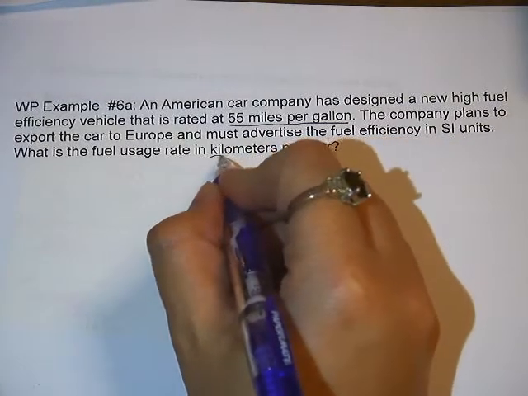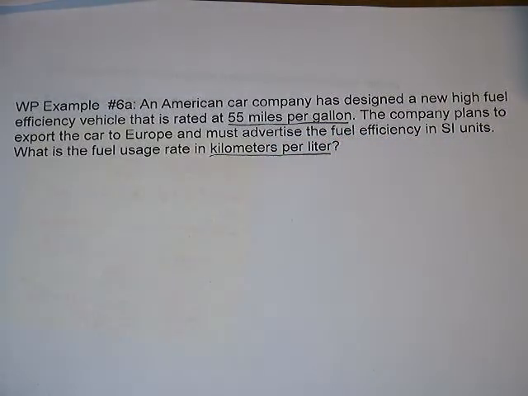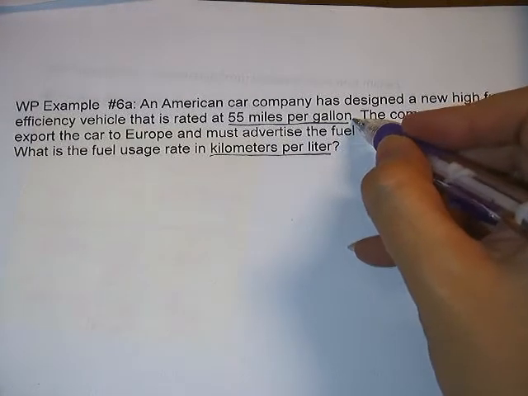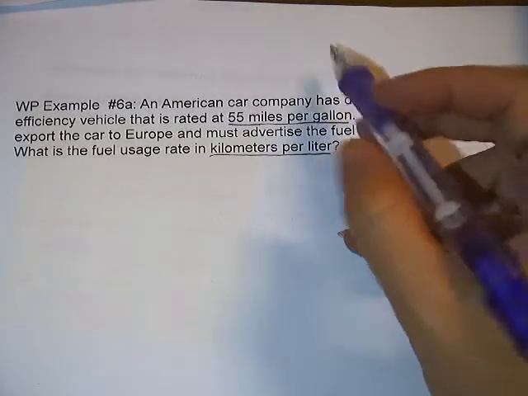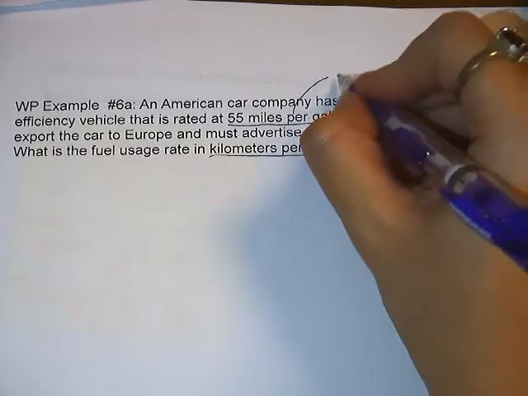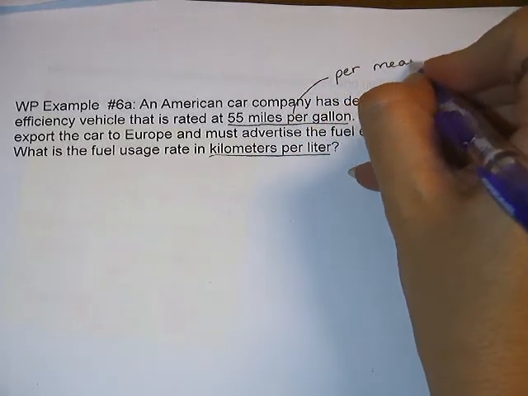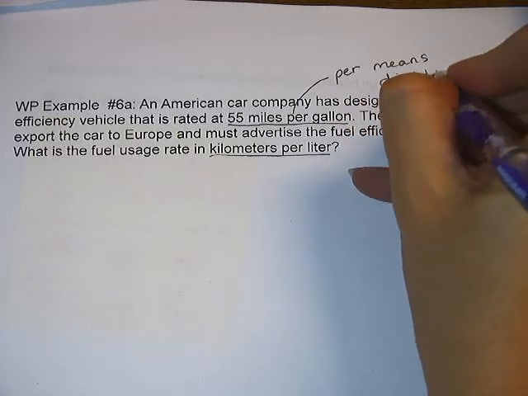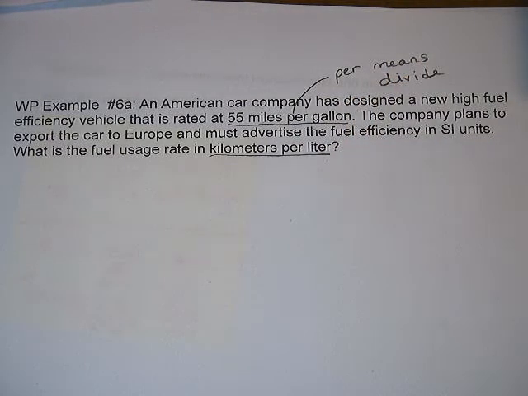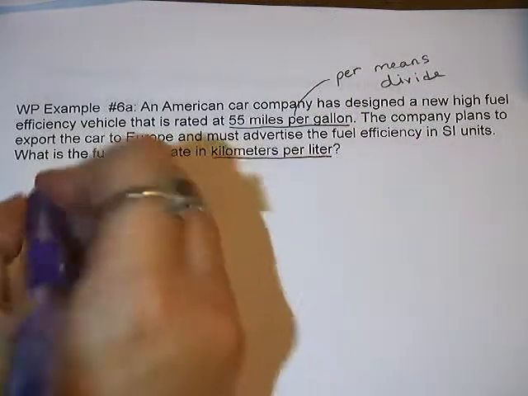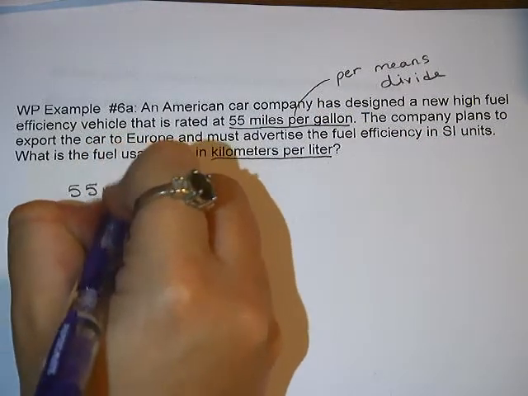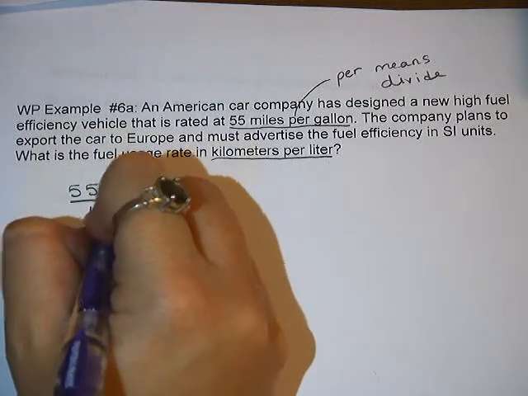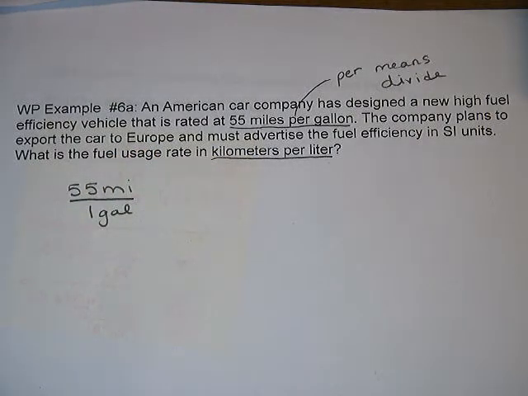So they want us to give our answer in kilometers per liter. So right there is our two formulas. This is what we need to start with, and this is what we need to end with. So I'm going to write this one down, and an important thing to know in all these word problems is per means divide. You may remember that from math, and if you don't remember that from math, then it's a good thing to just make a little note of. Per always means divide. So this 55 miles per gallon means 55 miles per 1 gallon of gas. Right there, that's giving us our initial starting conversion.